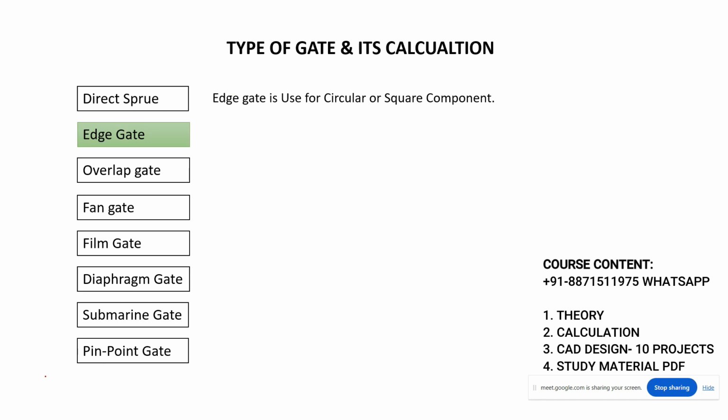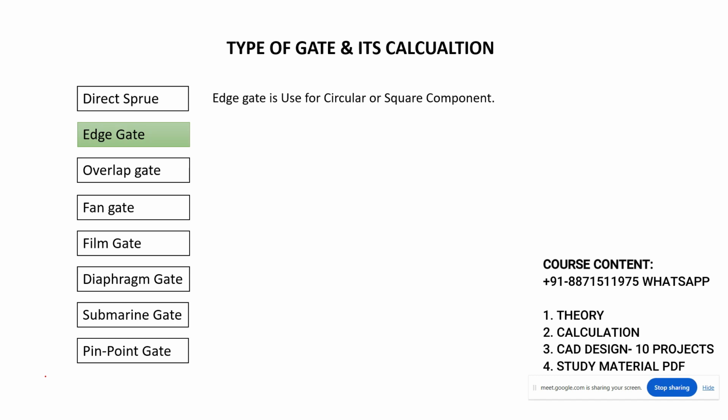Depending upon the uses of the application. Now see here. Okay, understood or not? Tell me, Hemant. Understood? Yes, understood. Okay. So here this is the edge gate. And the edge gate, as I told you, where can we use the edge gate? Where the parts are circular or square or rectangular.